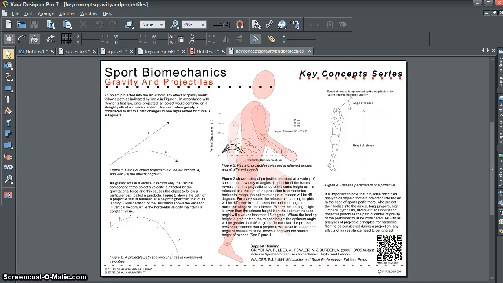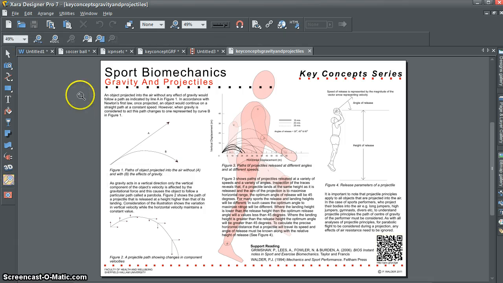This is a short movie to explain the relationship between gravity and projectiles. Projectiles are objects that are projected into the air, and then their flight path is monitored and is normally seen to follow what is called a parabola. This typical parabolic flight path is due to the force of gravity.